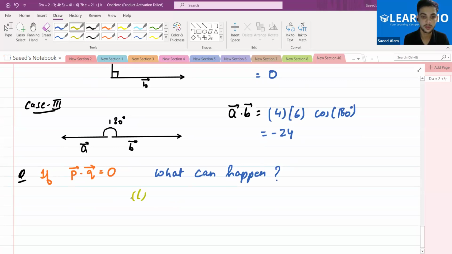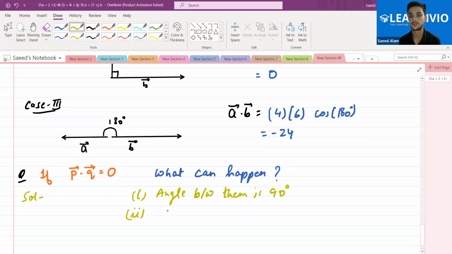The angle between them is 90 degrees. Yes, they are perpendicular. The first thing that you can say is the angle between them is 90 degrees. Can you say anything else also? They're perpendicular in direction, but that will be covered by this statement only. Is there anything else which can happen, that the angle is not 90 degrees, still the product is zero?